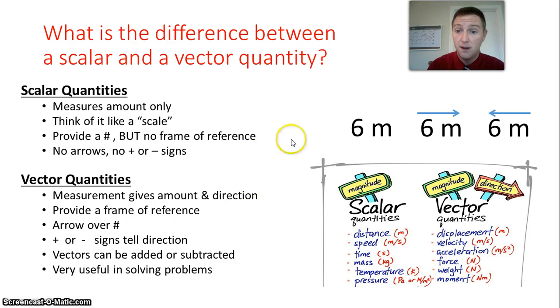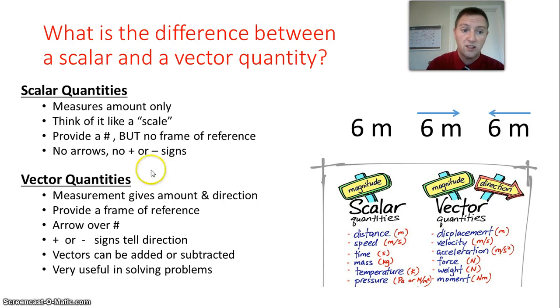And some measurements are scalar: distance, speed, time, mass, temperature, pressure. They don't have any direction to them. Is that bad? No. It's just the way they are.